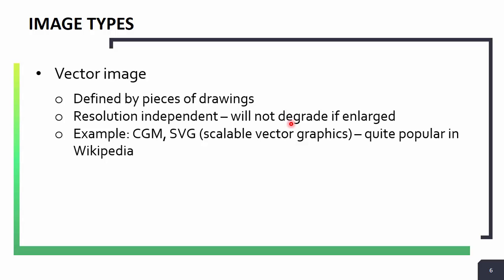If you have experience enlarging certain image, you will see that the image is going to be deteriorated if you enlarge too much, if you exceed the resolution of the image. You will actually see the pixels of the image. Later we will see what's the meaning of pixel. The examples of this type of image, that is vector image, are CGM, computer graphics metafile, and SVG, scalable vector graphics, and SVG is actually quite popular in Wikipedia.